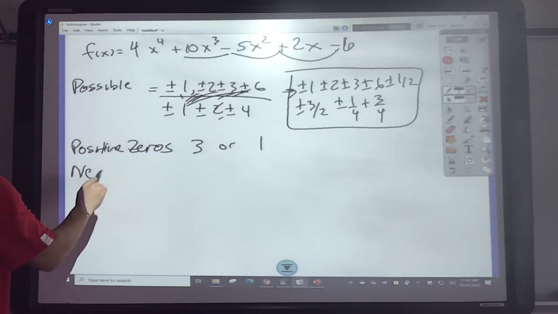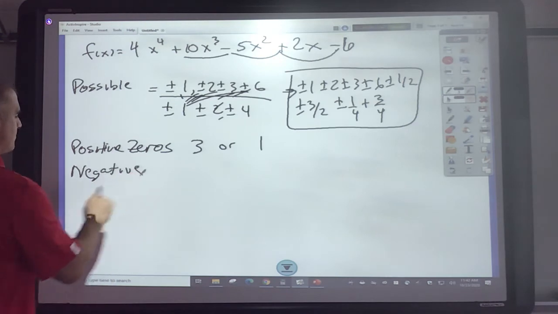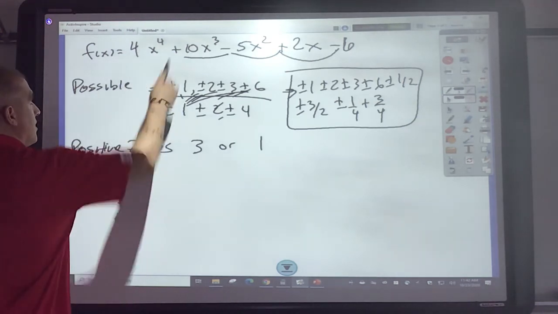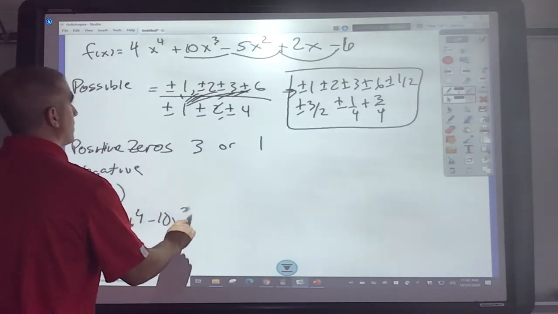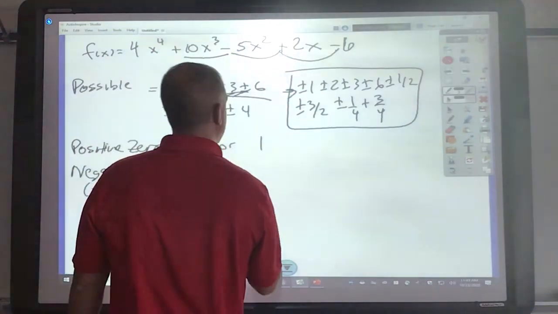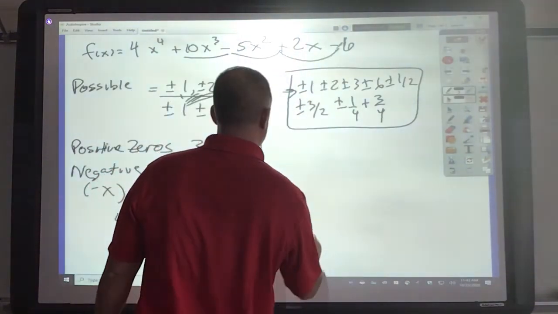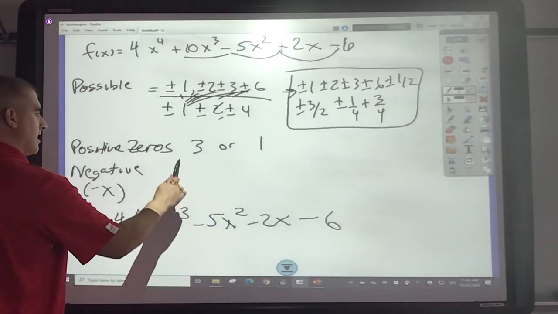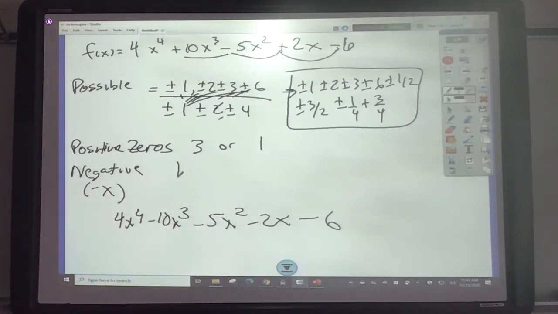Okay, the negative ones. What I want to do is evaluate that. So that will stay 4x to the 4th. This will change. This will stay negative 5x squared. This will change. And then I got this. Boom. So if I look at that, positives and the rest negatives, so the only number of negative real zeros is 1.